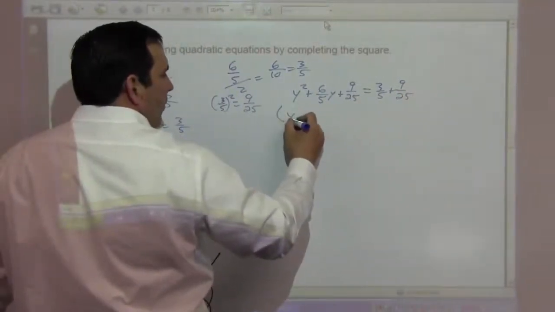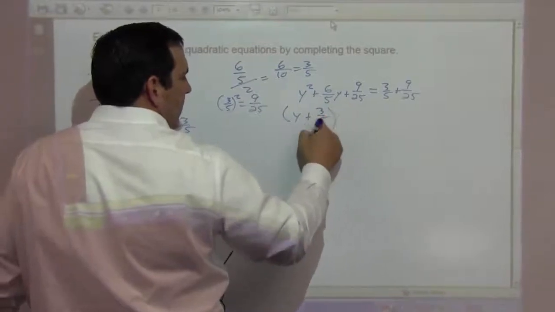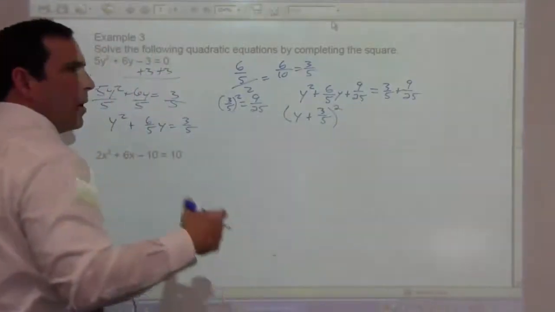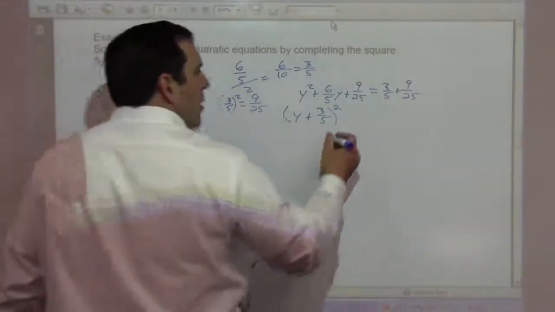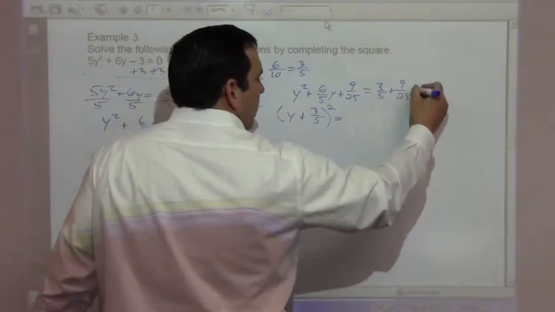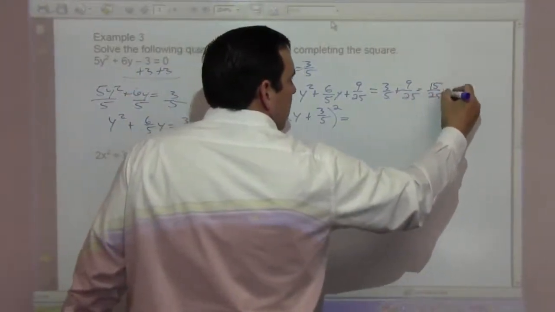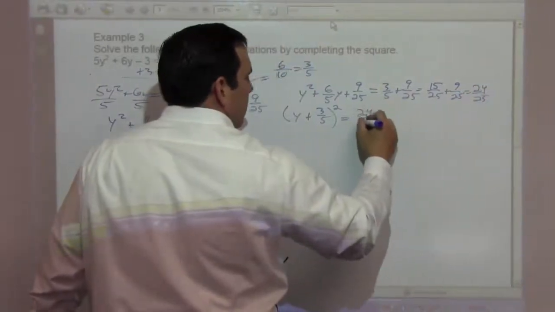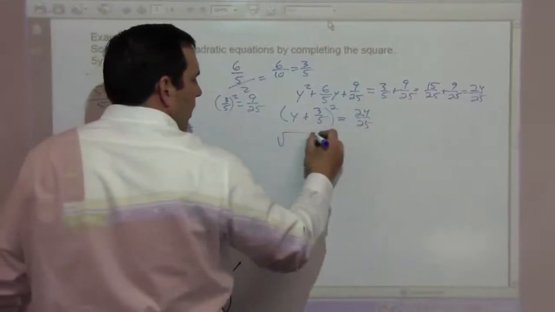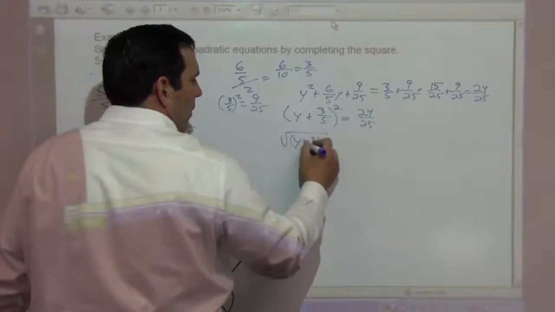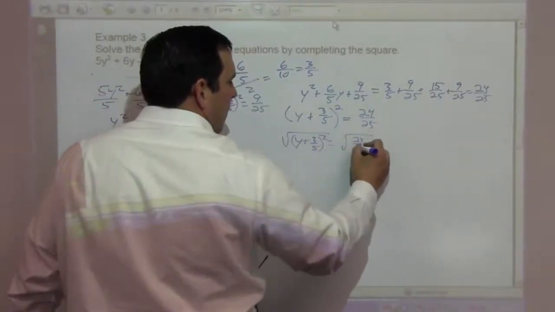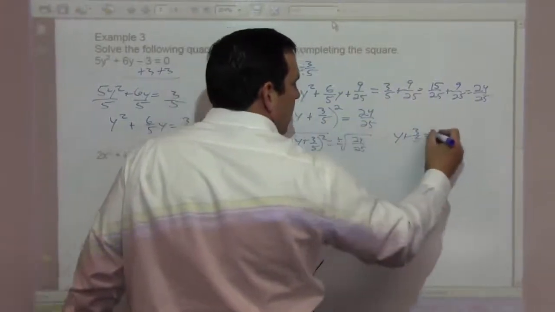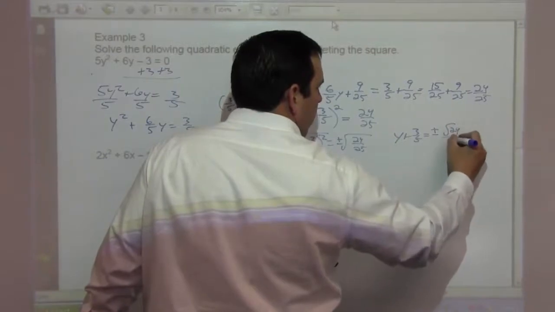So it'll be y plus 3/5 squared. This is now a perfect square trinomial. We have created a perfect square trinomial. Equals, and if we want to combine these, 15/25 plus 9/25 is 24/25. So the square root of y plus 3/5 squared is the square root of 24/25. So y plus 3/5 is, I should say, plus or minus the square root of 24 over 5.